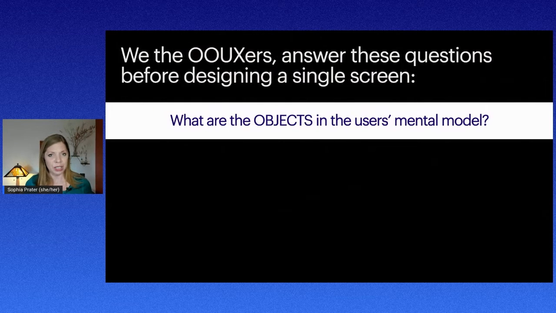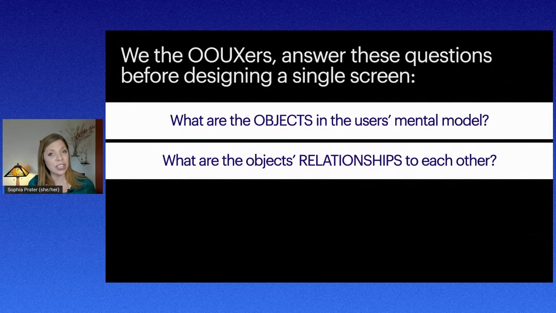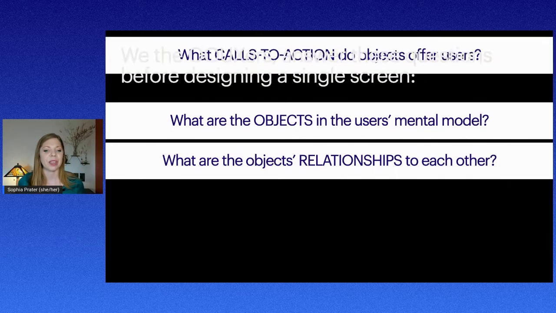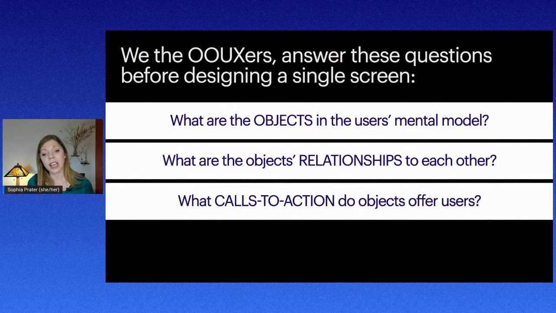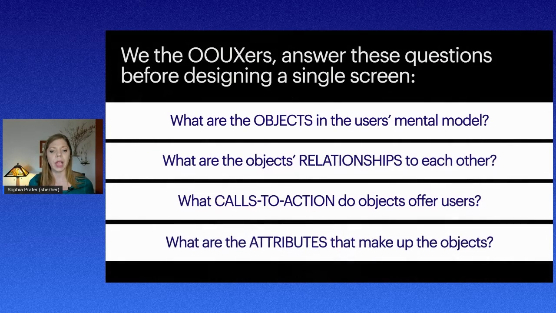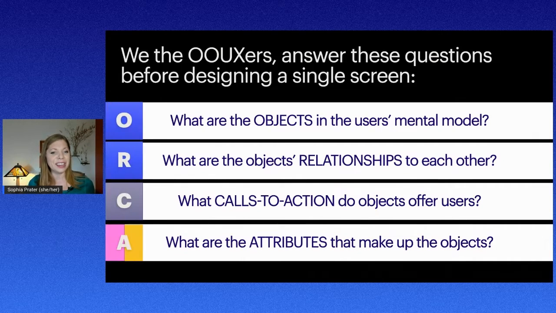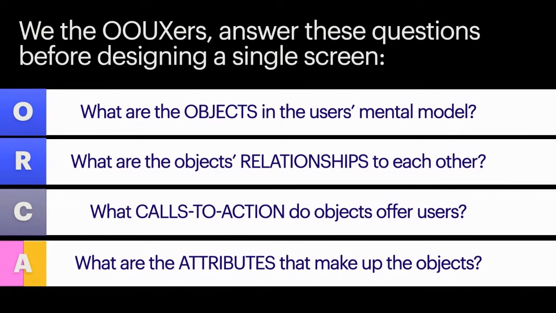First, what are the objects in the user's mental model / business model? What are the objects' relationships to each other? What calls to action do objects offer users? So what can users do to those objects? And what are the attributes that make up the objects? What is sort of the chemical makeup of all of these objects? And this aligns to my very favorite acronym in the whole wide world, ORCA.